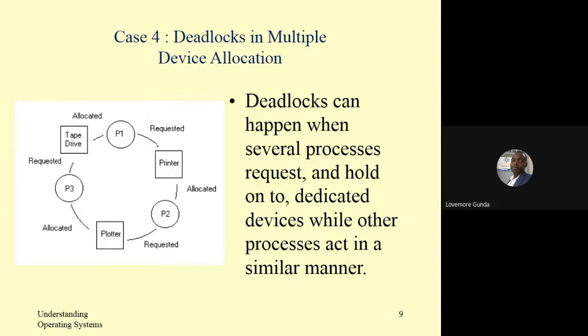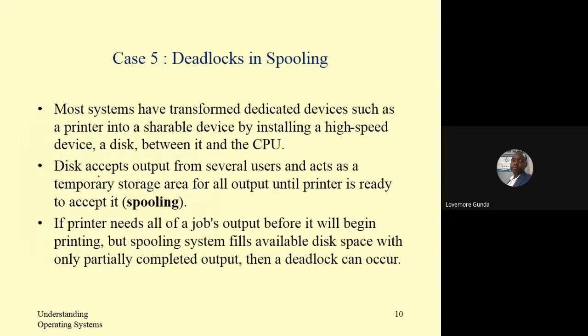Process number one requests the printer, right? Process number two has been allocated the printer, but it also wants the plotter, which has been allocated to process number three, which is also waiting for the tape drive, which has been allocated to process number one. Once you form this circle, the closed loop, then there's a deadlock.